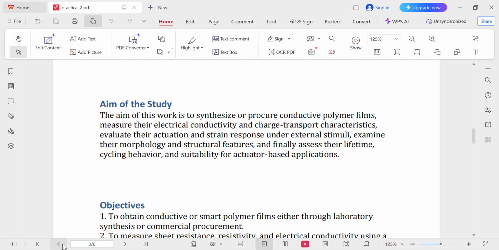Evaluate their actuation and strain response under external stimuli. This means the movement, bending, and stretching of these polymers will be checked when they are exposed to external factors like electricity or chemicals.